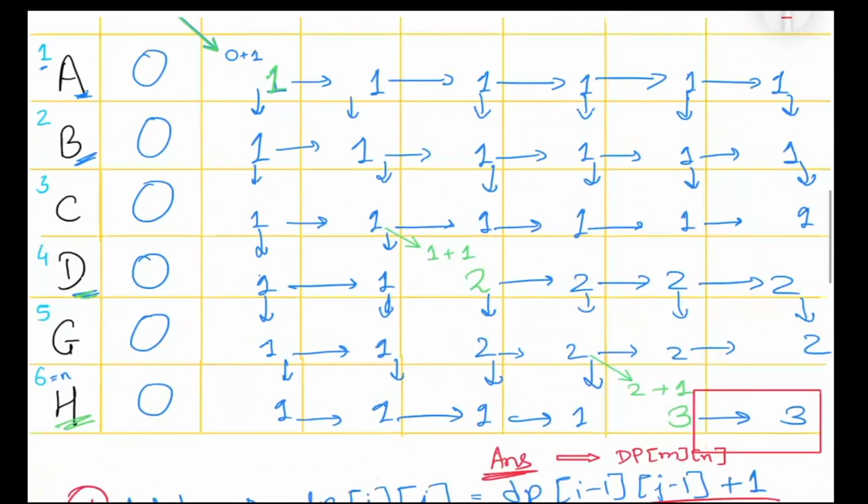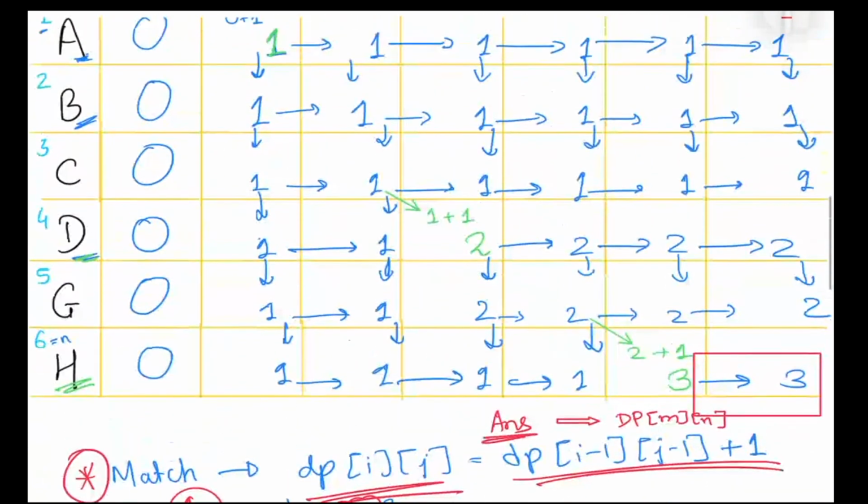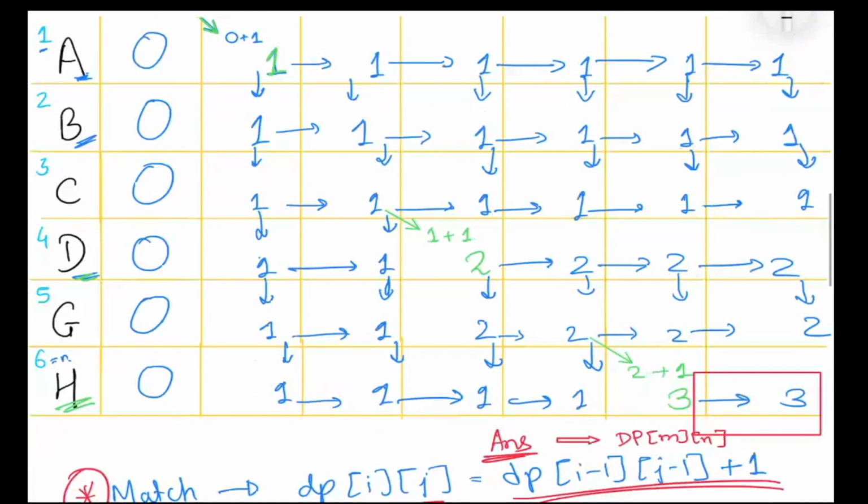And other than that, I would like to discuss one last thing. Now we know the length of the longest common subsequence. Can we print what the longest common subsequence is? That is, can we print the answer as ADH? How do we do that?